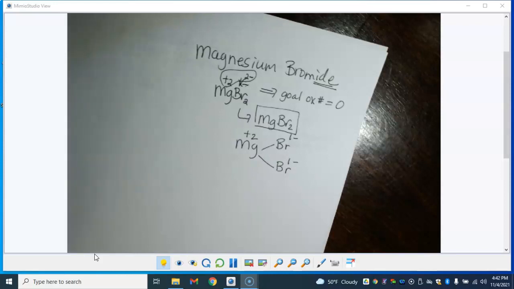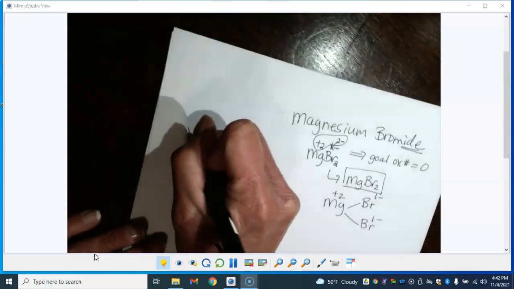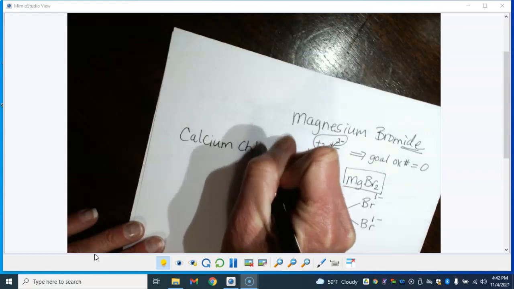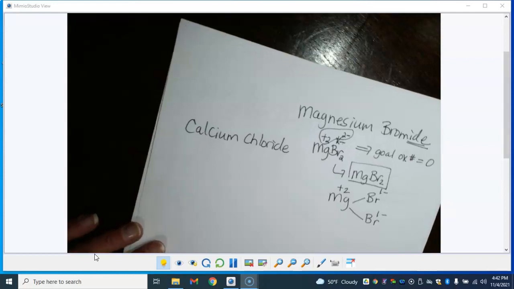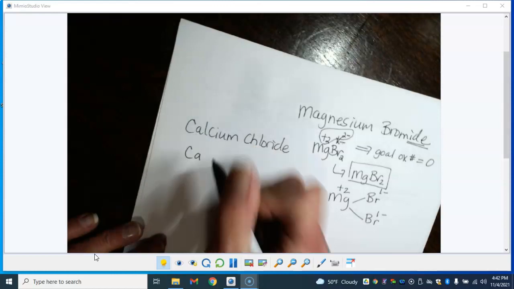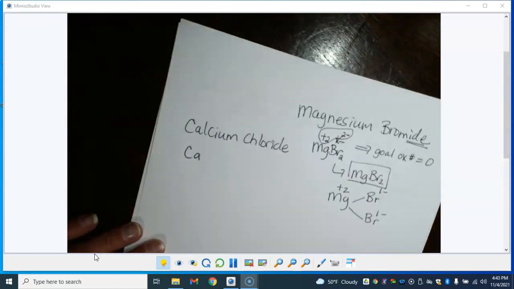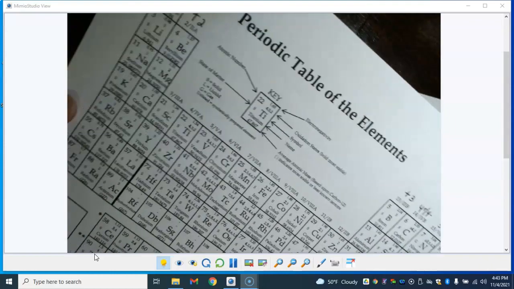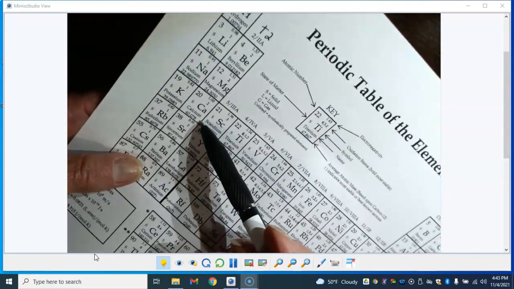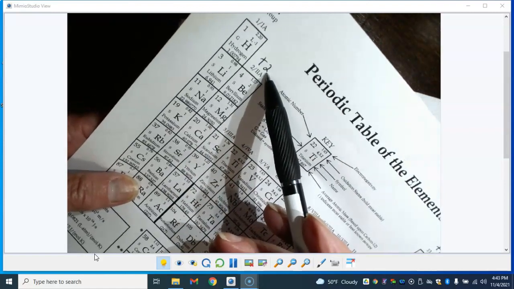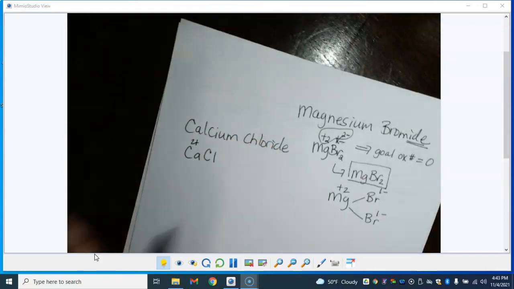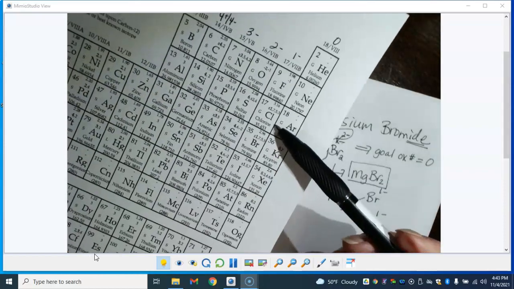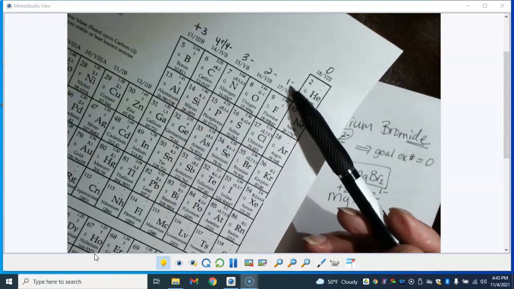Let's do another one. Let's do calcium chloride. This is what we used in the Off to See the Wizard lab. So I'm going to look on my periodic table and find the symbol for calcium. Calcium is Ca. And then I'm going to find the symbol for chlorine, and that's Cl. Now I'm going to find calcium and look at the top and see it has an oxidation number of +2. So I'm going to put +2 above the calcium, and I'm going to find my chlorine. I'm going to look above it and find that it has a -1 charge.